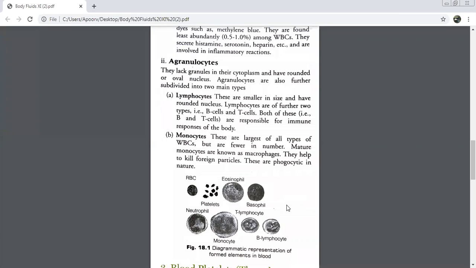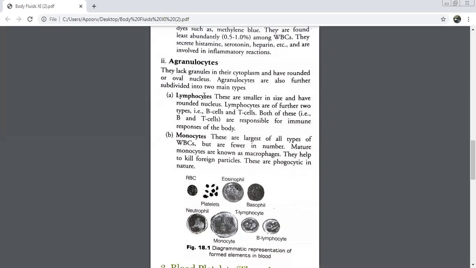Now tell me the difference between B cells and T cells. T cells can only recognize which antigens? Viral antigens. And what about the B cells? They recognize both viral and bacterial. For B, you can remember bacteria. They can identify bacterial antigens too, so they give you immunity against both bacterial and viral, whereas T cells can identify only viral antigens.